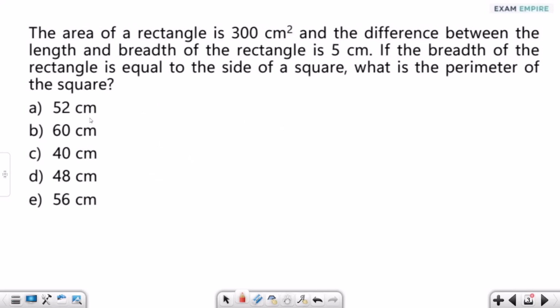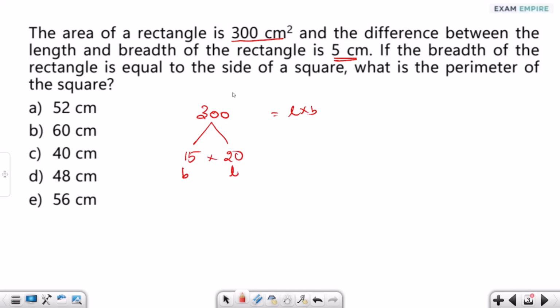Next one. Okay. The area of a rectangle is 300 centimeter square and the difference between length and breadth of the rectangle is 5 centimeter. So what is the area? That is L into B. Okay, L into B is like 300. And what is the difference in breadth and length of the rectangle? It is like 5 centimeter. So by taking the factors, we'll be getting 15 into 20 is like 300. So this will be like breadth and this will be like length.